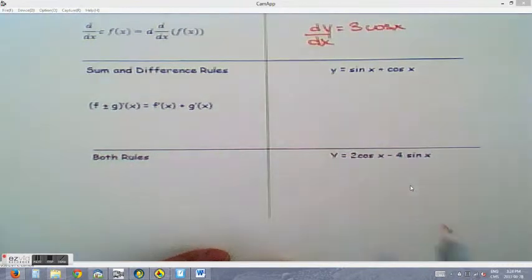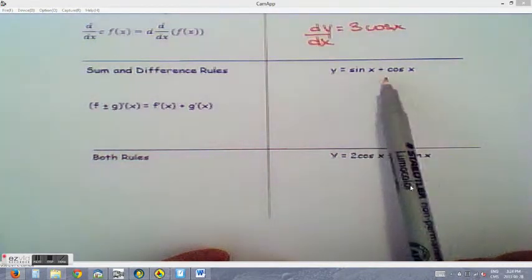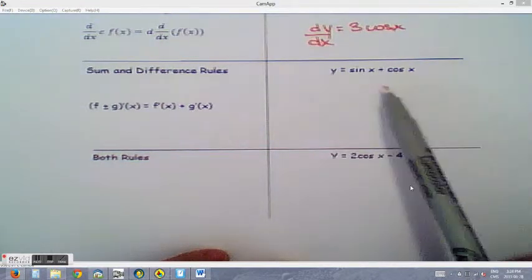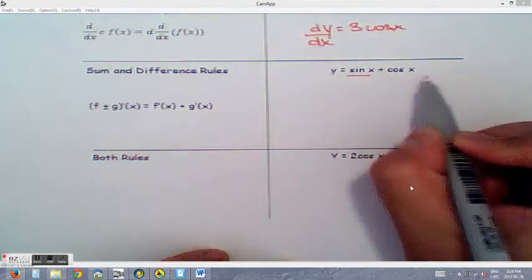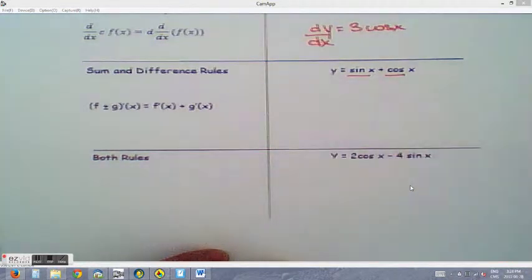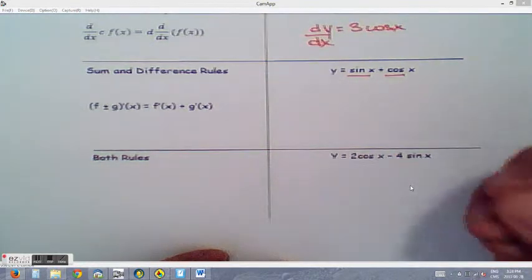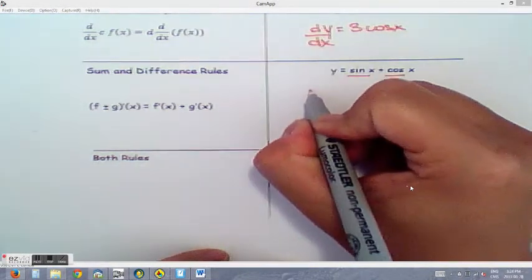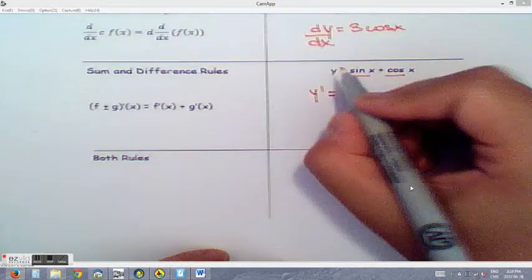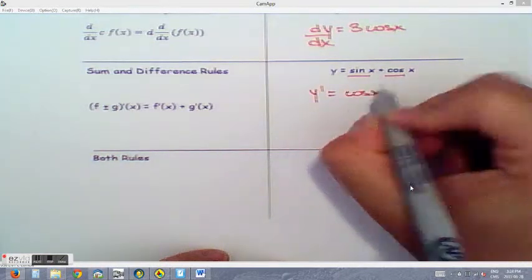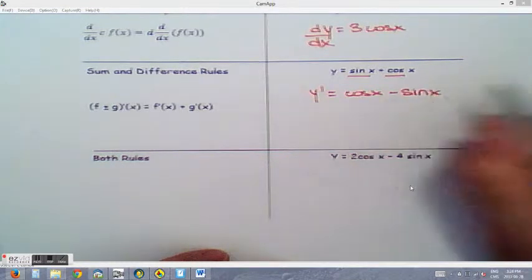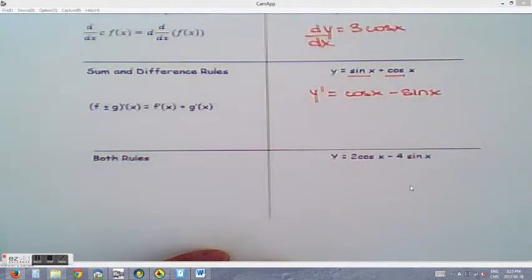The sum and difference rule: remember that if you have two functions that are either added or subtracted, then we can simply look at each of those functions separately, differentiate them, and then find their sum or their difference. In this case, y prime is cosine of x, the derivative of sine of x, minus sine of x. And that would be our derivative.